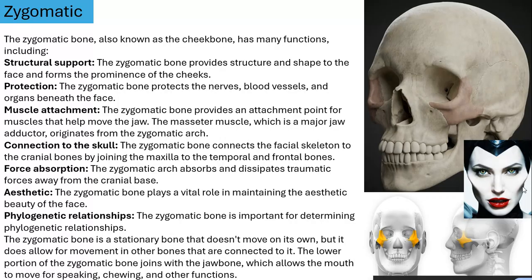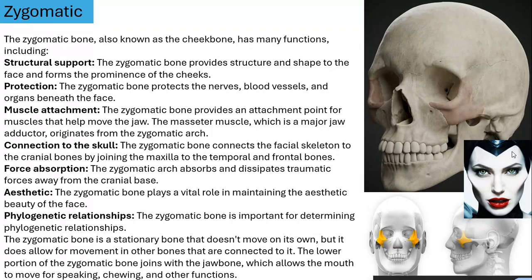The zygomatic bone connects the facial skeleton to the cranial bones by joining the maxilla to the temporal and the frontal bones. So it joins the maxilla to the temporal and to the frontal bones, right? Force absorption: the zygomatic arch absorbs and dissipates traumatic forces away from the cranial base. Zygomatic bone also plays a vital role in maintaining the aesthetic beauty of the face, right? So aesthetic beauty of the face is very important.